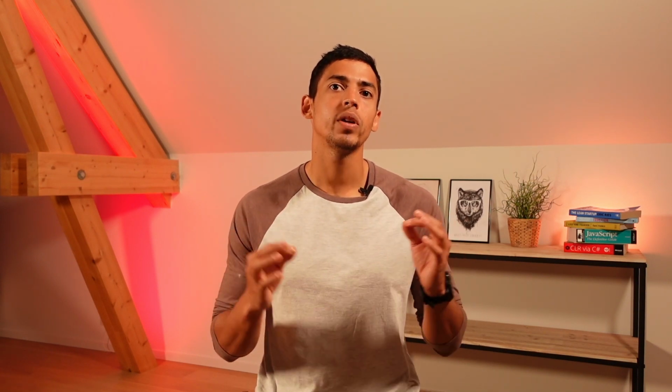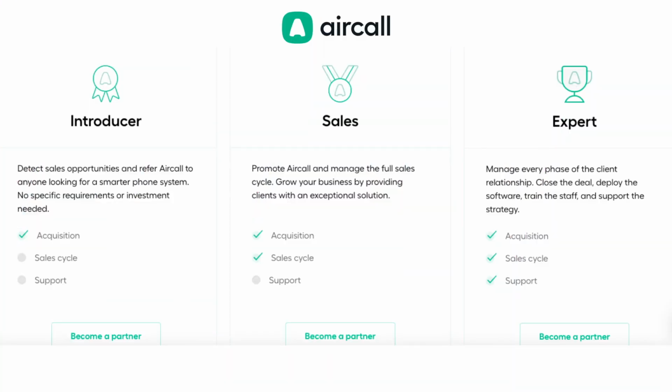Moving on to categorization, you'll want to define roles and develop names for the types of partners. You can get creative with these, but you'll want to make sure that these names reflect the function of this partner type. Common categories are affiliate, referral, and reseller. But you can also create categories based on the stages in the sales funnel. For example, Aircall uses terms like introducer, sales, and expert.